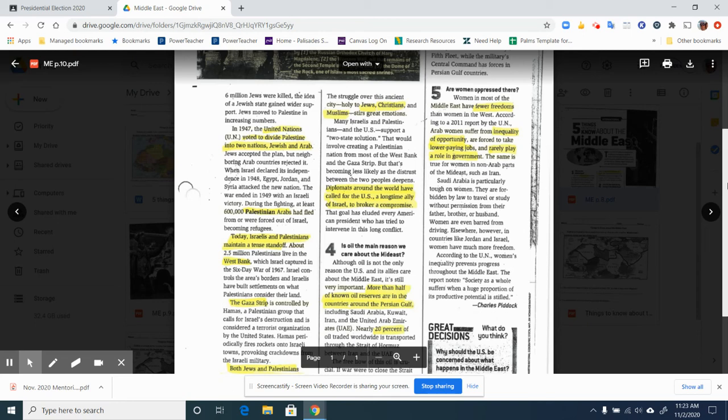Diplomats around the world have called for the US, a longtime ally of Israel, to broker a compromise. That goal has eluded every American president who has tried to intervene in this long conflict.